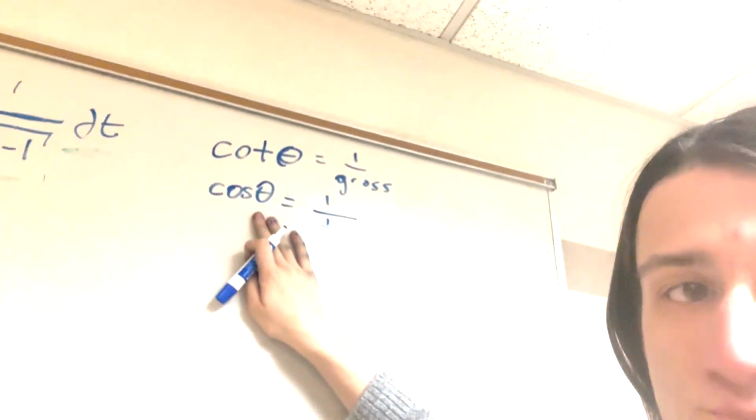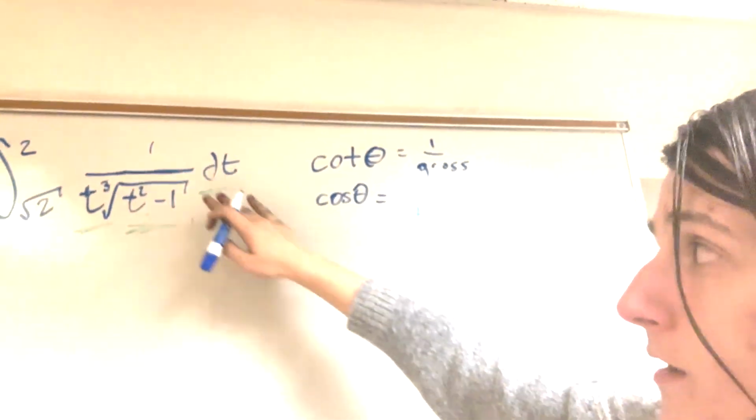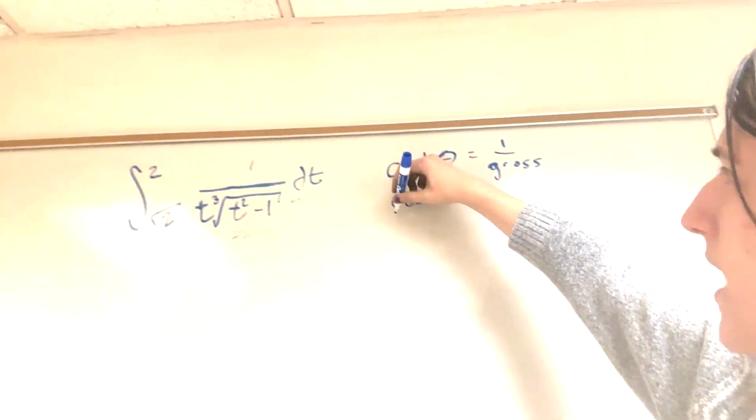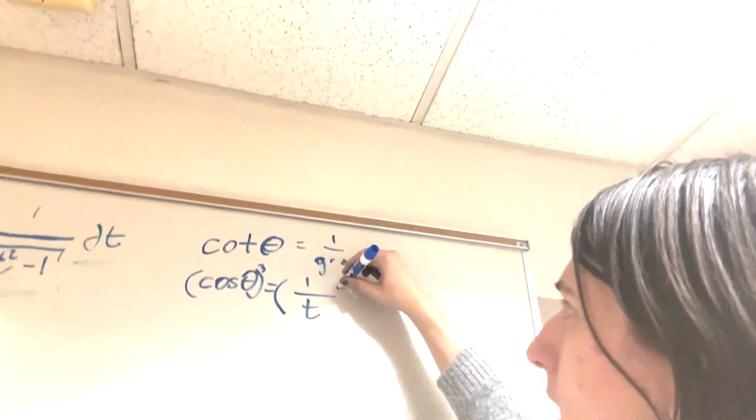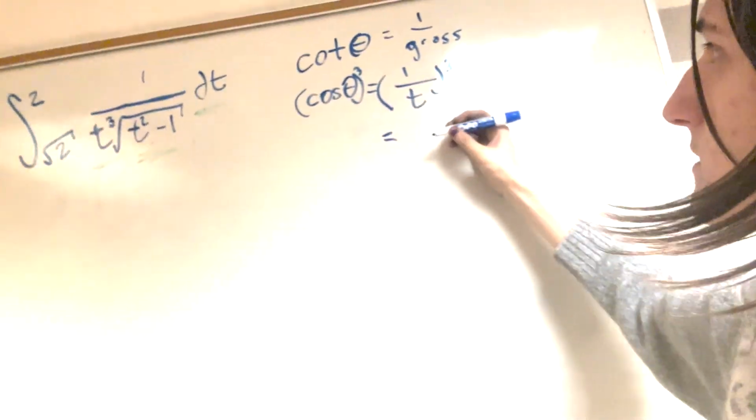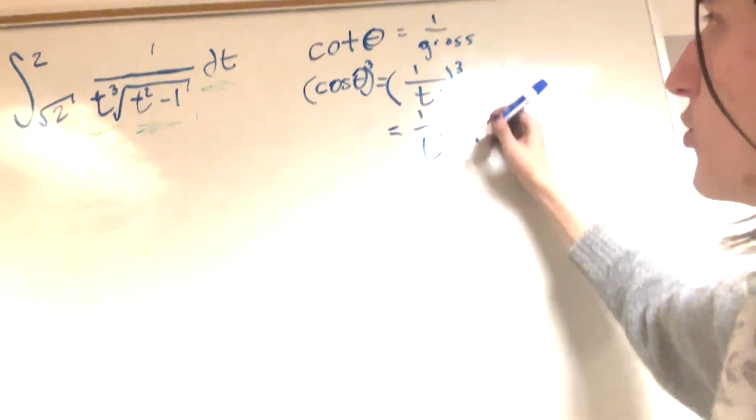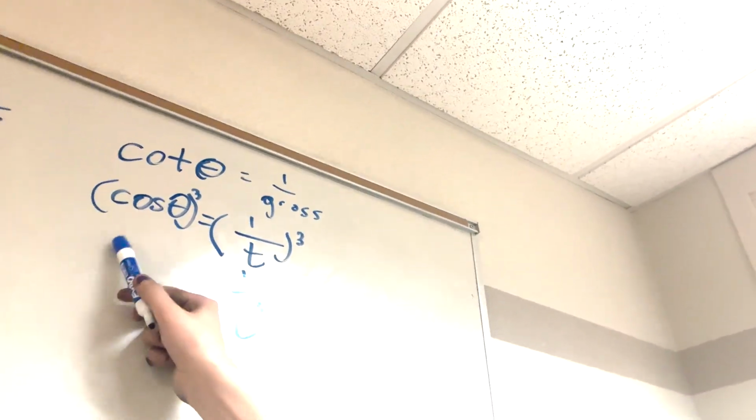Anyway, the cosine of theta is 1 over t, which is close. 1 over t is close to 1 over t cubed, but it's not quite it. What happens if we cube both sides, however? That results in a nice little 1 over t cubed, and would you look at that? That's what we want. Congratulations, cosine cubed is the key here.